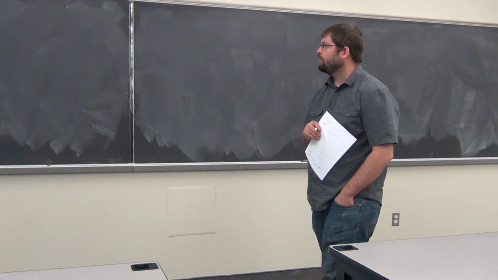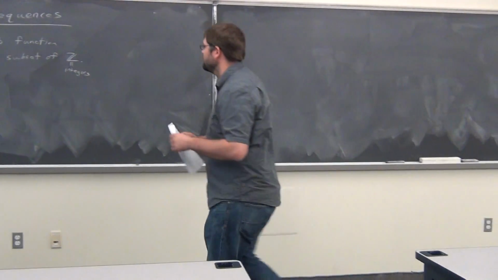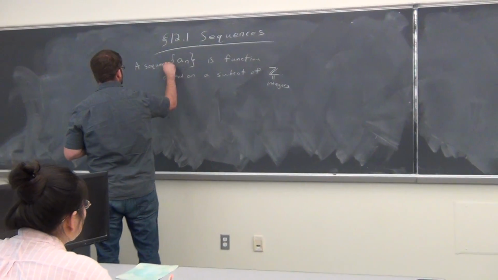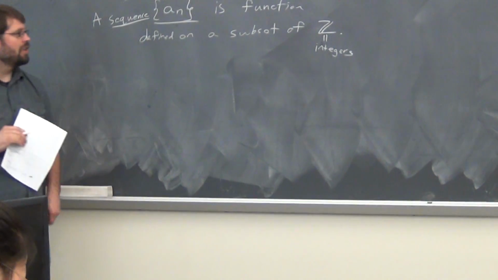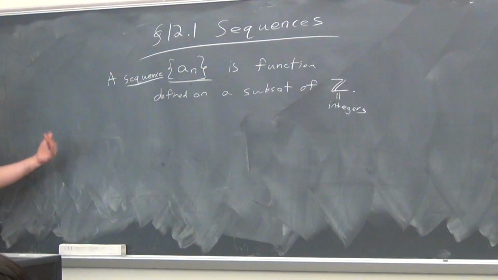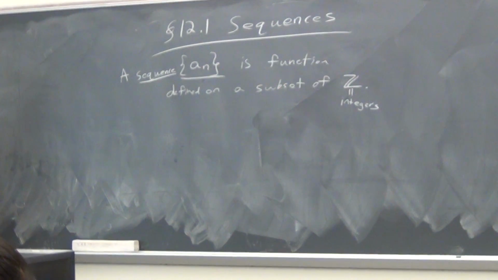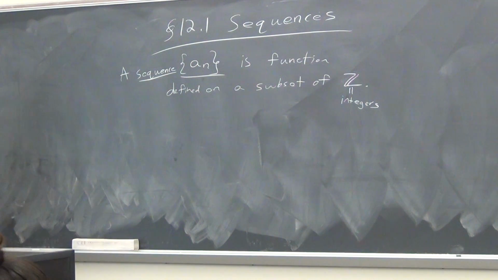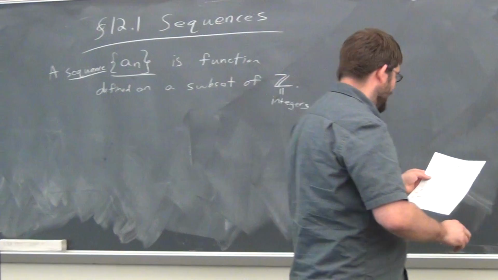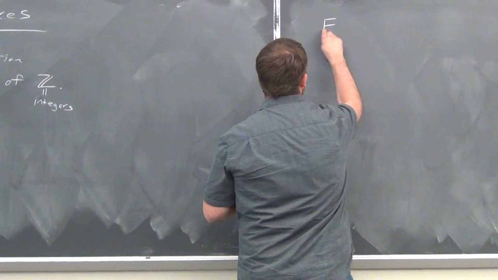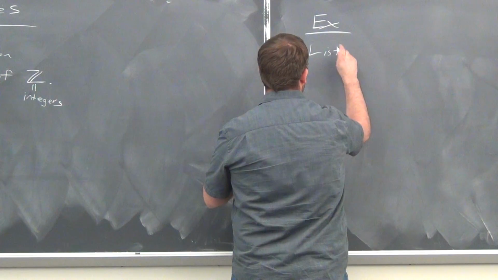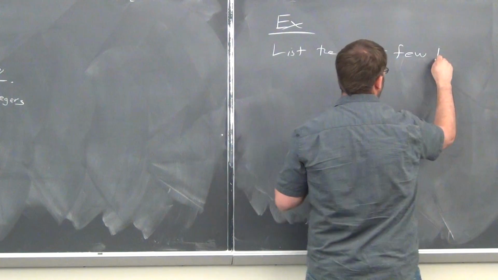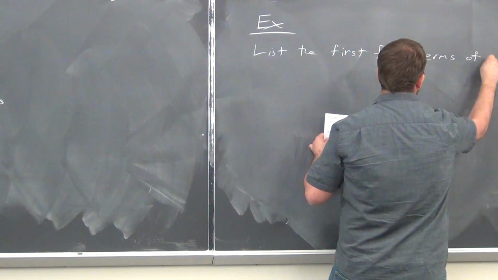But really, what is a sequence? It's just a function defined on a subset of Z. And so it's just an ordered list of things, generally numbers, right? An ordered list of numbers is what we think of as a sequence. And so let's just do some examples here. List the first few terms of the following.